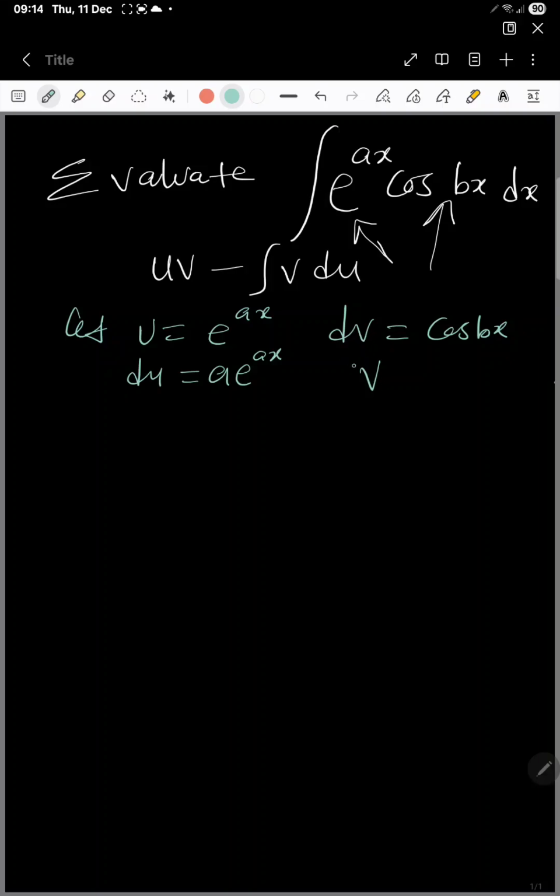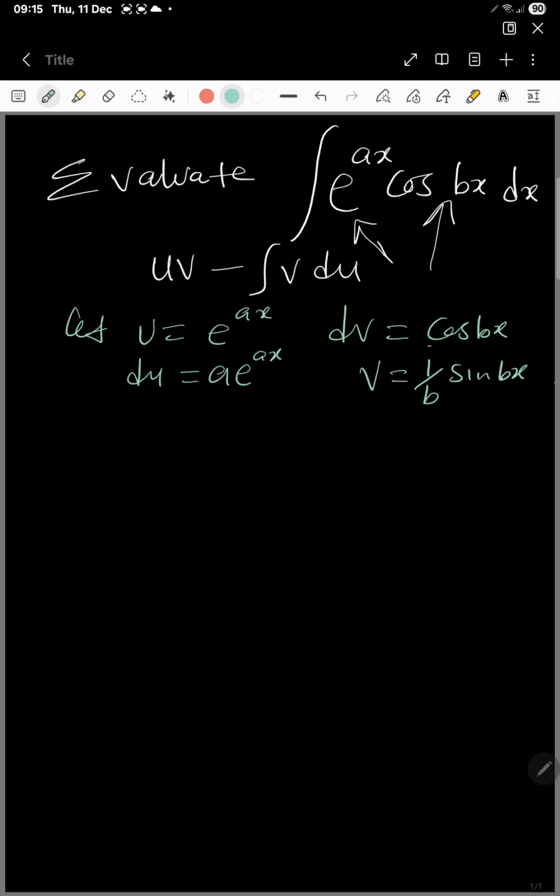Now how do you get v from dv? To get v from dv is simply to integrate the dv. So we are going to integrate this function in order to get v. Integrating, you differentiate the bx, of which you get a b, but when integrating it comes as 1 over b. And then you need to integrate the cos. Integrating a cos gives a positive sine of that angle, which is the bx.